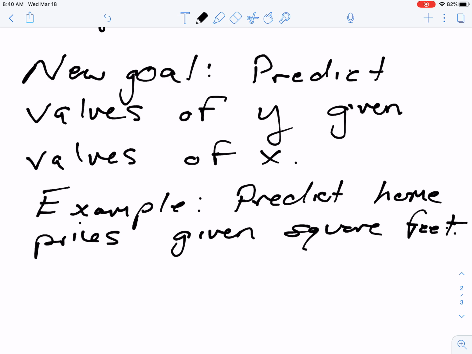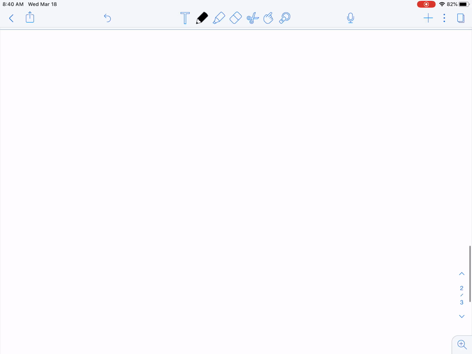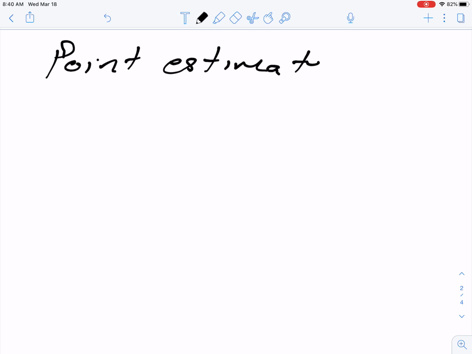So we're going to be focused on estimation and prediction. So we're estimating or predicting values of y given values of x. Now, a little bit of this will be review. For example, as you know from chapters 7 and 8 at the beginning of the semester, there's two types of prediction. So there's point estimates and interval estimates.